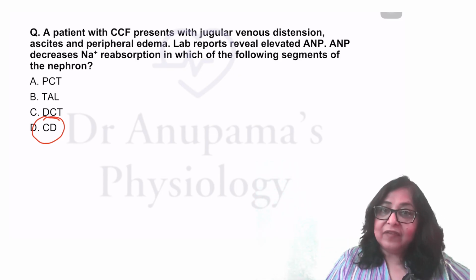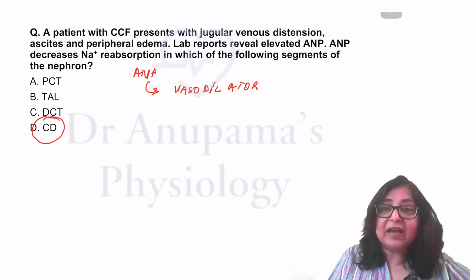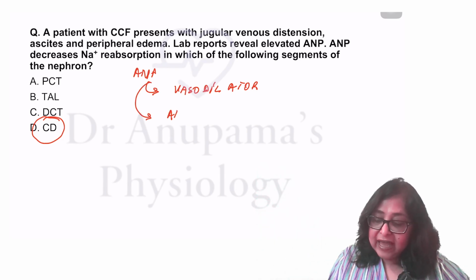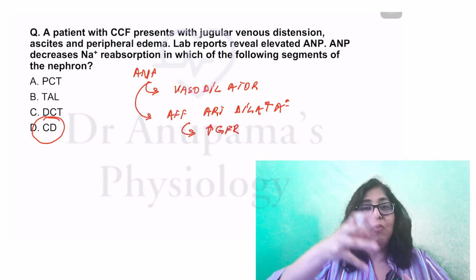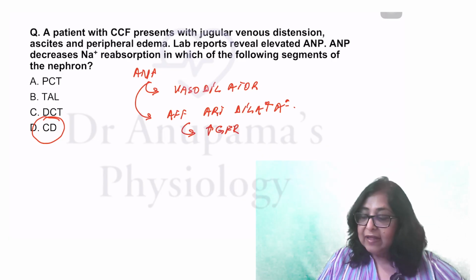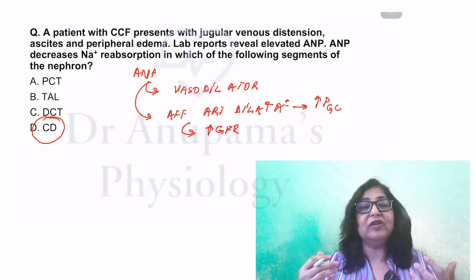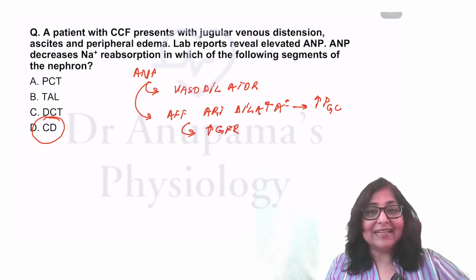ANP has got other very important actions. ANP is a vasodilator. So it in fact decreases the systemic vascular resistance, decreases blood pressure. In the kidney, it causes an afferent arteriolar dilatation, and that in turn increases the GFR. If afferent arteriole dilates, more blood will flow into the glomerular capillaries. This increases what is known as the hydrostatic pressure in the glomerular capillaries, which increases GFR. But it decreases sodium reabsorption in the collecting duct.